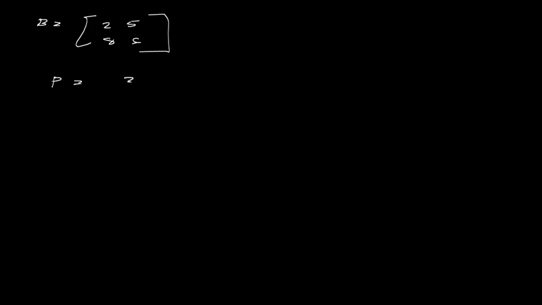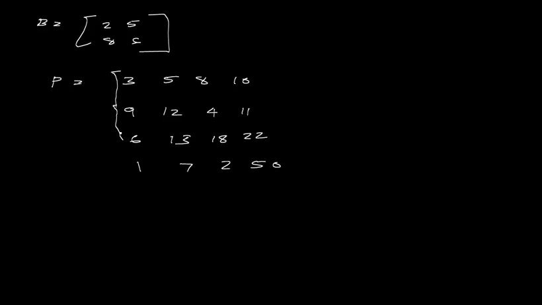P is equal to 3, 5, 8, 10, 9, 12, 4, 11, 6, 13, 18, 22, 1, 7, 2, 50. In this matrix, it has 4 rows and 4 columns. So this is also a square matrix.